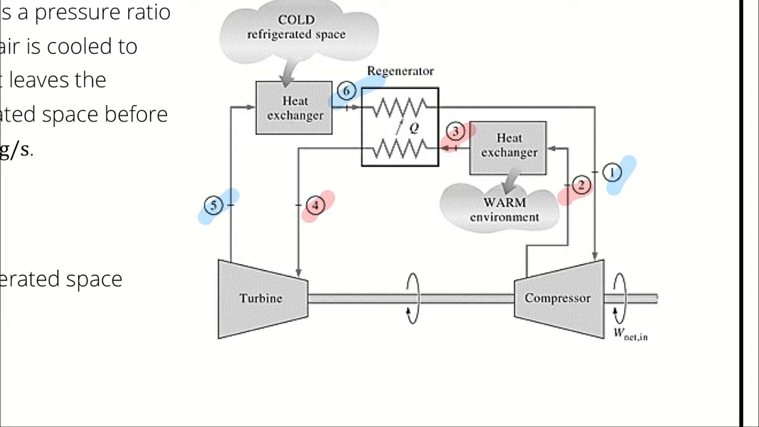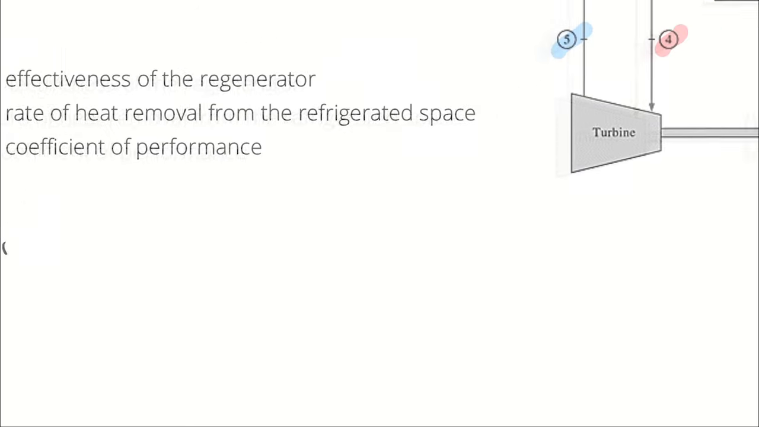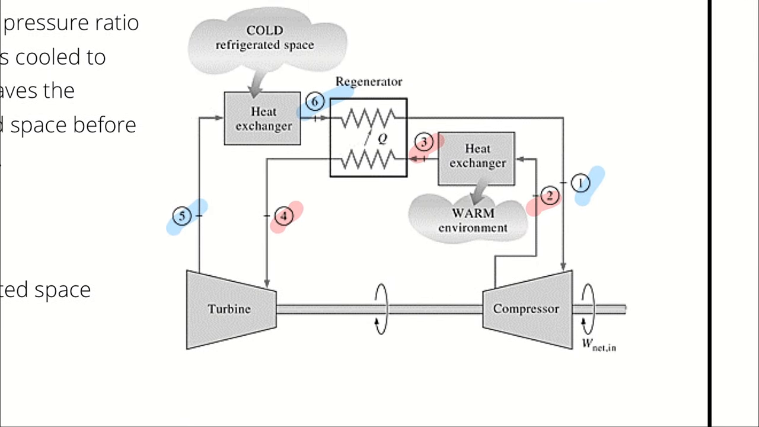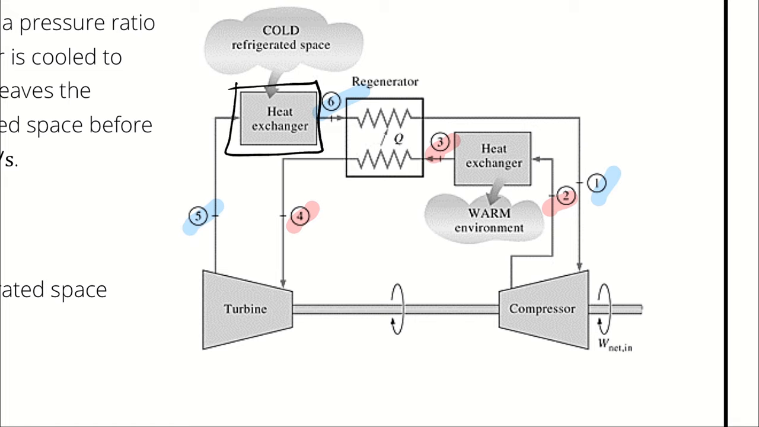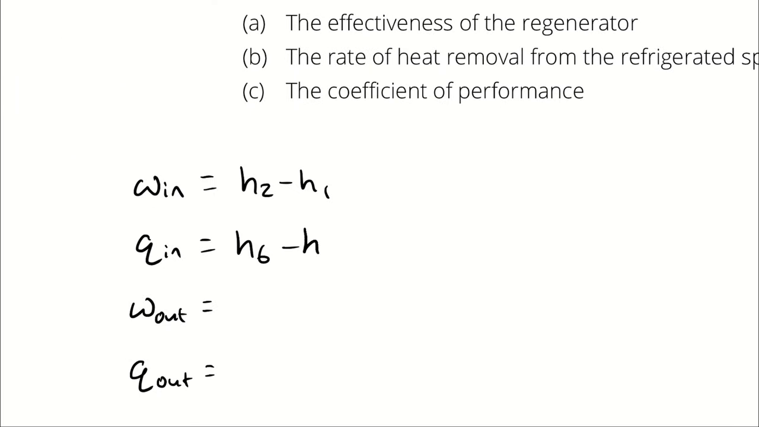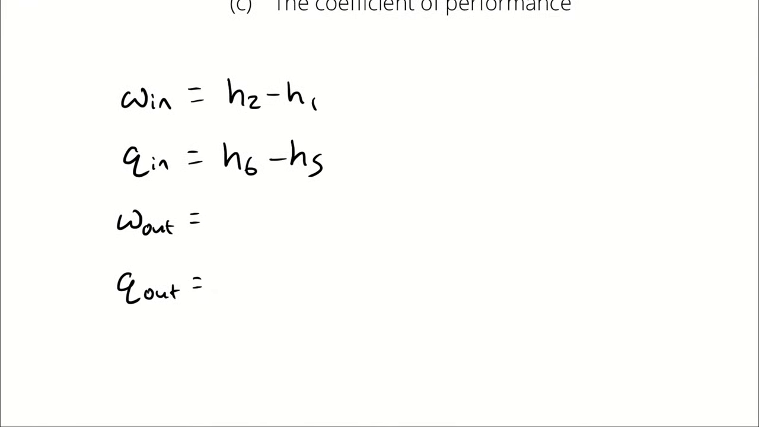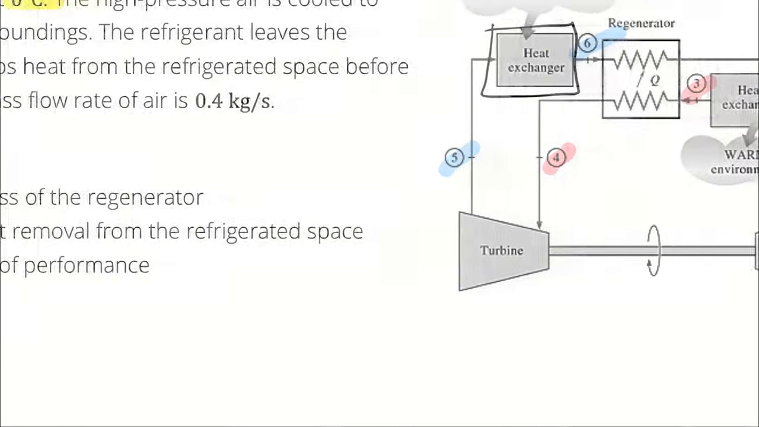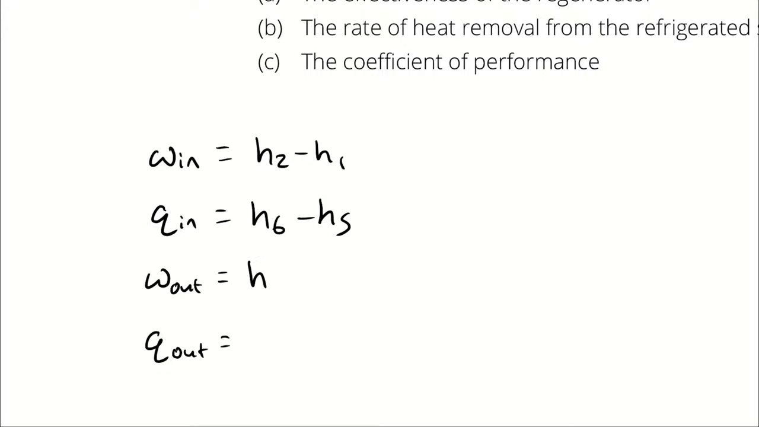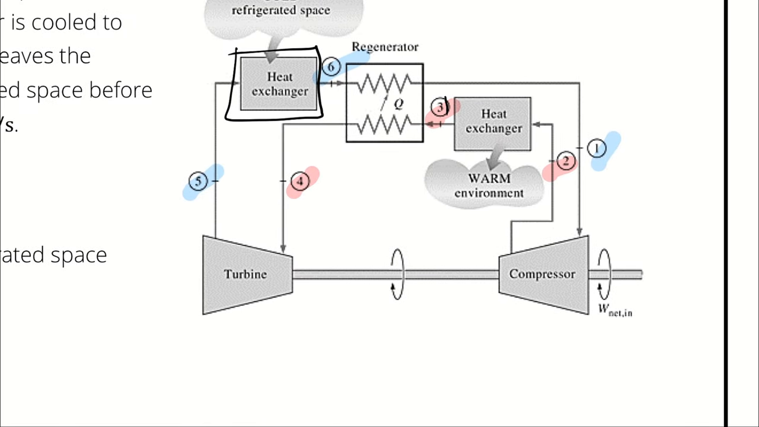My work in occurs in the compressor, for which the energy balance simplifies to h2 minus h1. My Q in occurs in our heat exchanger on the cold side. And because heat is being added between 5 and 6, that means Q in is going to be h6 minus h5. My work out occurs in the turbine, where the energy balance would simplify down to h4 minus h5. And my Q out occurs in the heat exchanger on the warm side. Since I'm rejecting energy, a positive delta would be h2 minus h3.